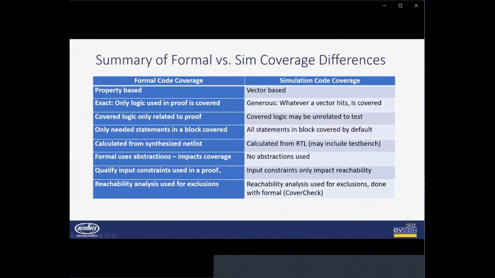And in the case of these input assumptions or constraints, reachability can be impacted both on the simulation side and on the formal side, potentially causing unreachable logic, which can be excluded. So the reachability analysis is applied on both sides to help close coverage. And on the simulation side, formal techniques are used. In the case of Siemens, Covercheck is the formal product that's used to close coverage on the simulation side.